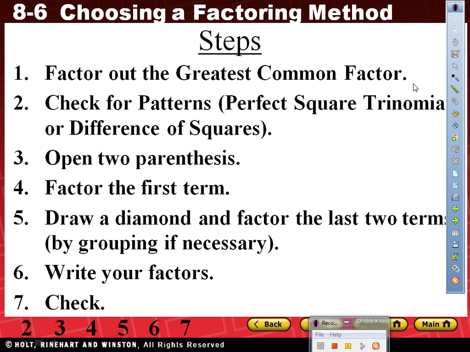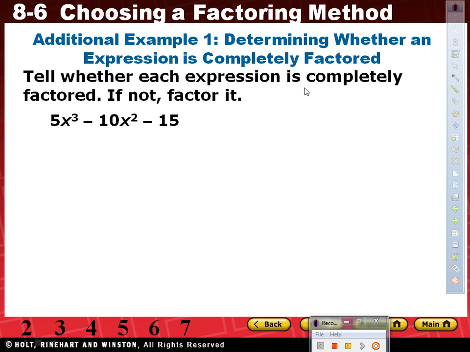So with that said, copy this example down. Example number 1. And for this one, copy the text, please. After this, we're not going to write for the other ones. It says, tell whether each expression is completely factored. If not, factor it. They give us the polynomial 5x cubed minus 10x squared minus 15.